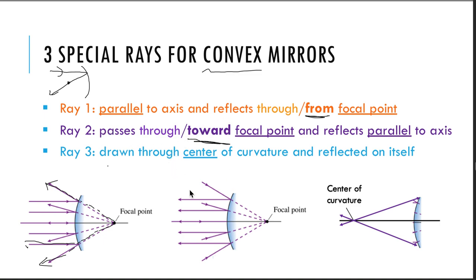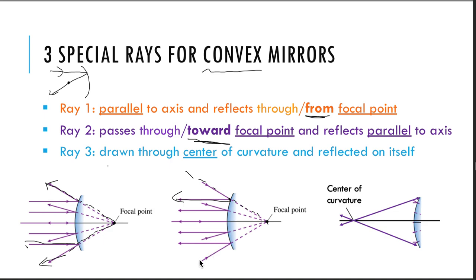Same thing for ray number 2. Instead of passing through the focal point, it can't do that because the focal point's in the back. Your rays can never go through a mirror. They reflect from the mirror. So it's going to go toward the focal point, but then it's going to reflect parallel. So if we look at this ray over here, it's going in a straight line towards that focal point, but it can't go through. So as soon as it hits that mirror, it's going to reflect parallel.